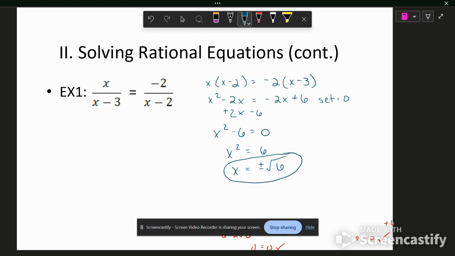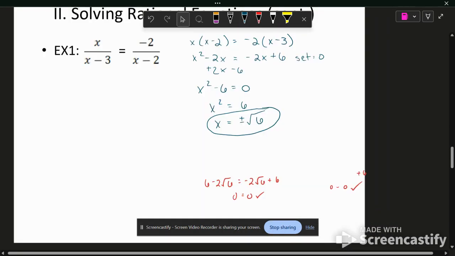Check your answer. If I take the square root of 6 or the negative square root of 6 and I plug it into either of those denominators, x minus 3 or x minus 2, am I going to get 0 in my denominator? No. So in this case, this is a perfect solution. That's good. We'll work with that. And then we should be done with the problem. That's all. Questions at all?